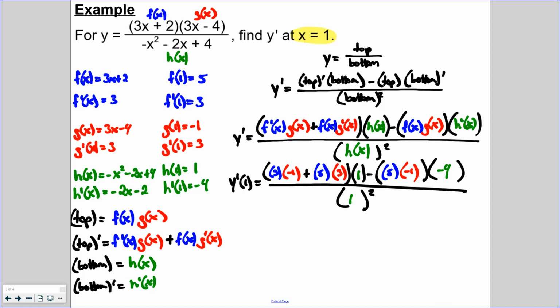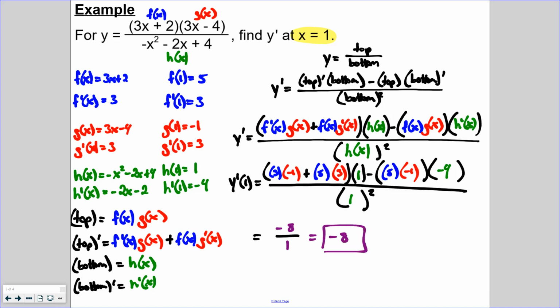All right, so now all we need to do is simplify the numerator and denominator. If we simplify the numerator, we can plug all that into the calculator, and we're going to get the value of negative 8. And then the denominator is 1 squared, so that's going to be 1, which means our derivative of y at x equals 1 is going to be negative 8.